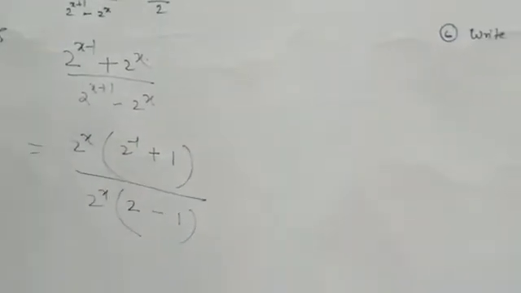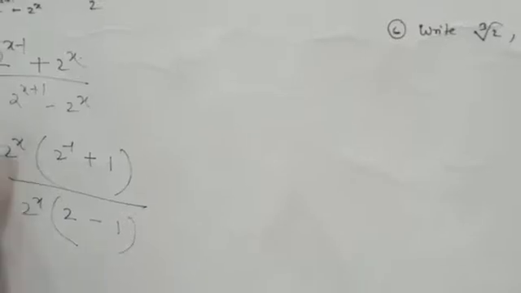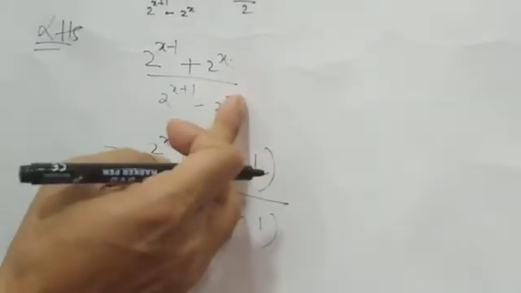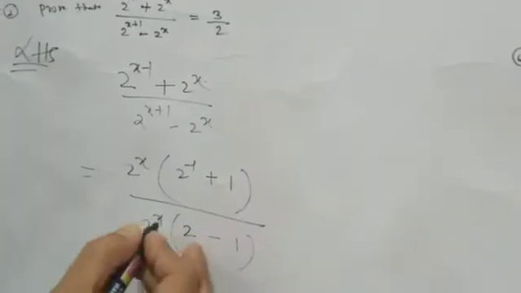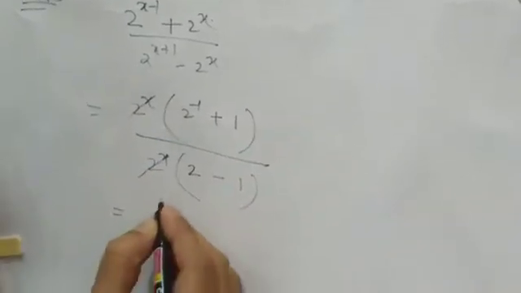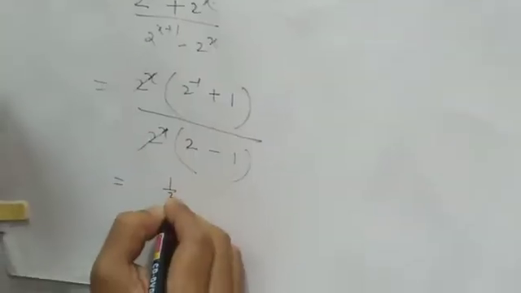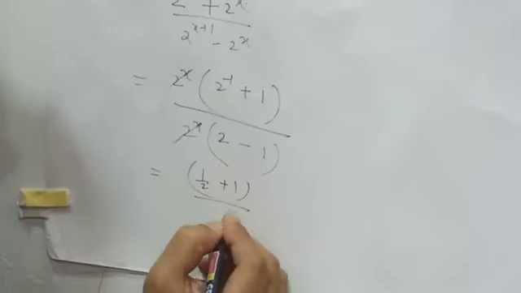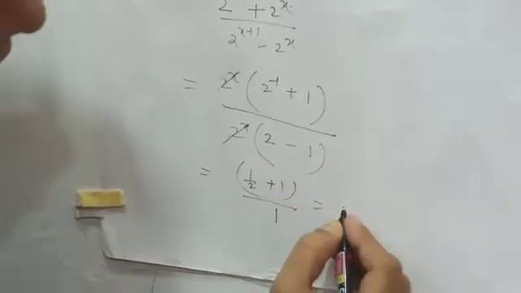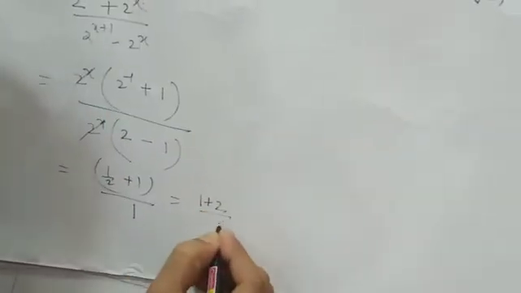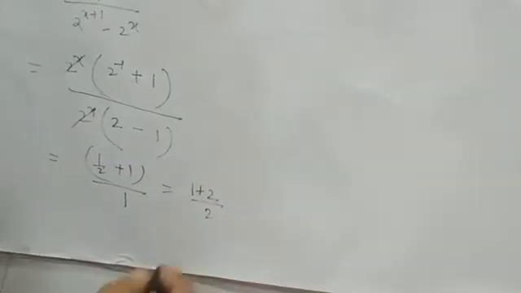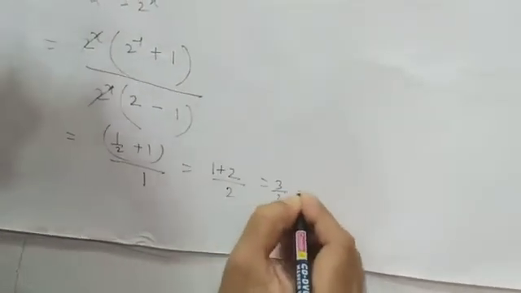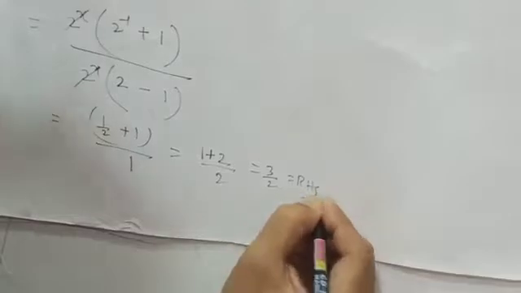Is it? No problem at all. 2 to the power x has been taken out, so in the denominator we are left with 1. This would be cancelled here. And here again 2 to the power minus 1 is 1 by 2, plus 1. In the denominator it is 1. Take the LCM, 1 plus 2, and 2 will be in the denominator. It becomes 3 by 2, which is equal to RHS.